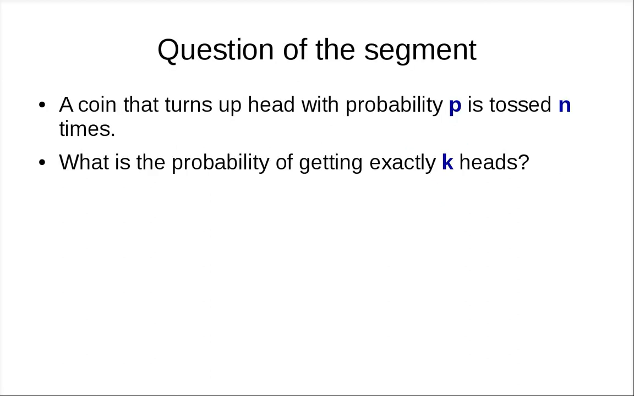Okay, so this is the end of the segment, and this is the question of the segment. Again, we had a few examples previously about a coin that comes up heads with probability 1/3. So let's try to abstract that a little bit. Suppose that we have a coin that turns up heads with probability p, and it's tossed n times, not just four times. So what's the probability of getting exactly k heads? Can you find the closed form for this probability? All right, so have fun. I'll see you in the next clip.